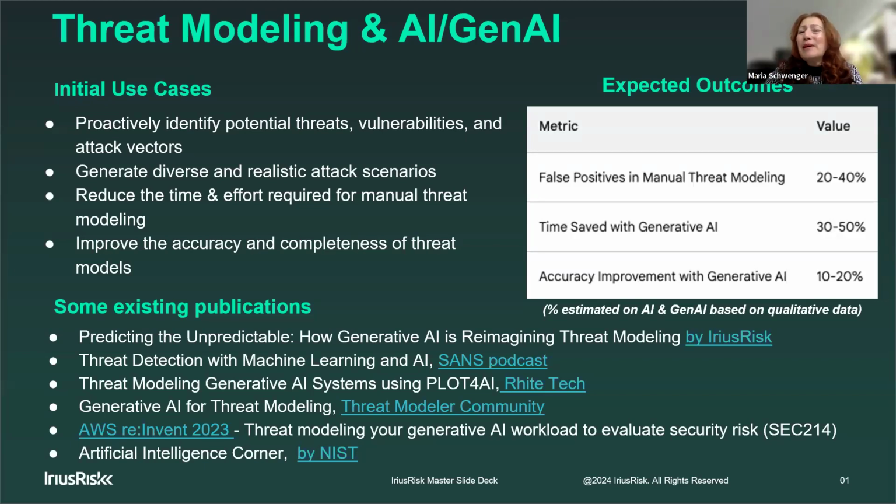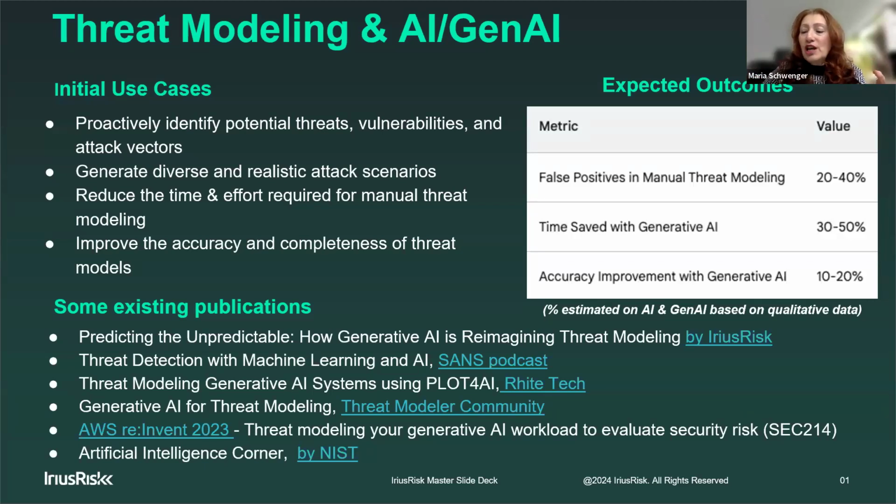And just look at the expected outcomes. This is generic data that I copied here into a small table. False positives reduction 20 to 40%, time saved 30 to 50%, accuracy improvement 10 to 20%. And I'm not saying these numbers are accurate, they're approximate, but just look at the potential. There are a lot of publications, and I just put a couple of those. I just didn't have more space on the slide.